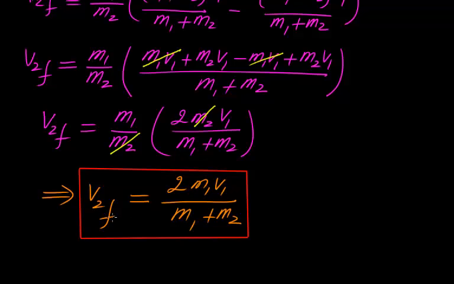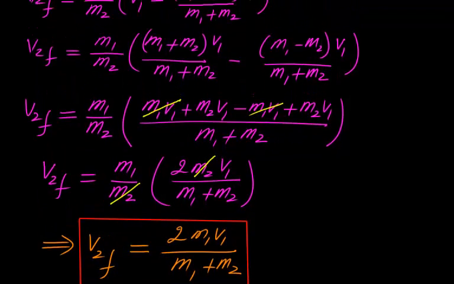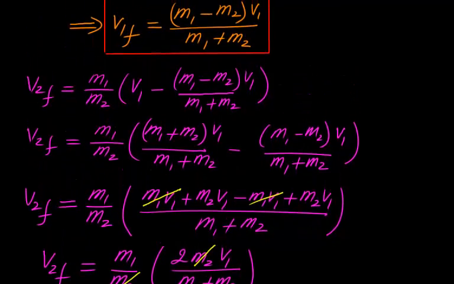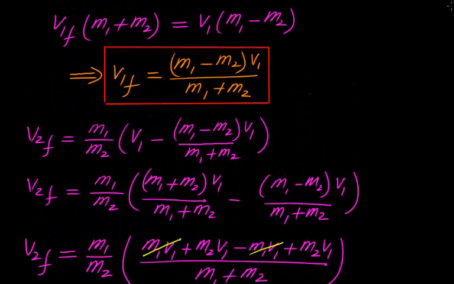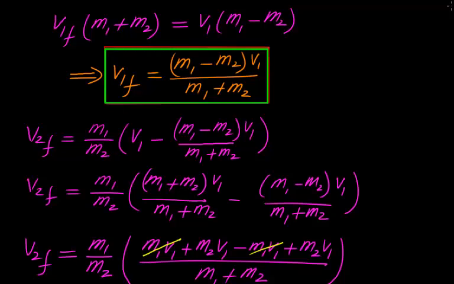Clearly, from the expression, the velocity v2 final at all times is going to be positive, which means that the mass m2 is always going to move forward after the collision. However, the mass m1 is the one that needs some explanation. Looking at the expression for v1 final, we notice that the numerator has the expression of m1 minus m2, which means if the masses m1 and m2 are equal, the v1 final is going to equal 0, which makes the mass m1 come to a perfect rest after the collision.